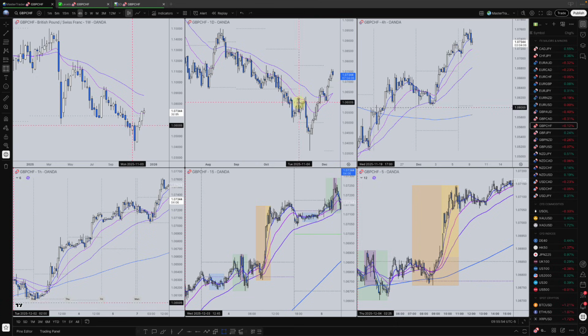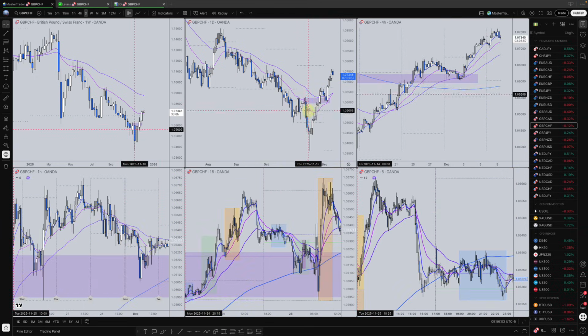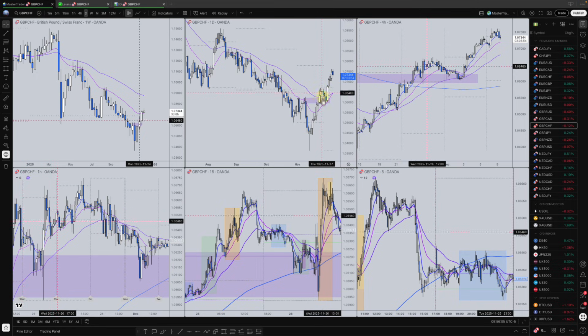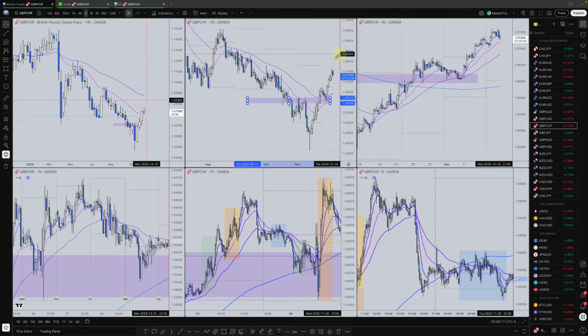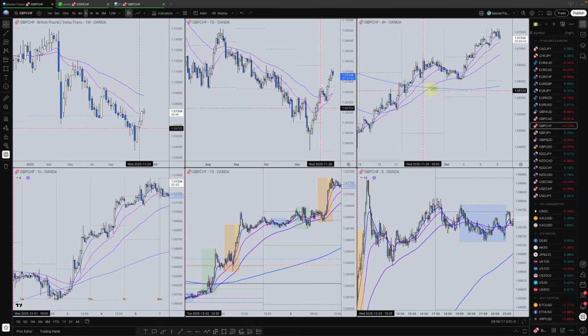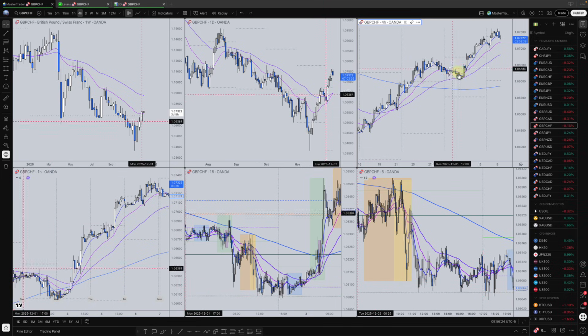For example, this used to be a supply zone on the daily chart, which has now become support. Supply and demand zones can be inverted just like support and resistance, break and retest before moving higher. So we have plenty of reason to believe that indeed this is going to be where price pulls back to and then hopefully continues the trend.